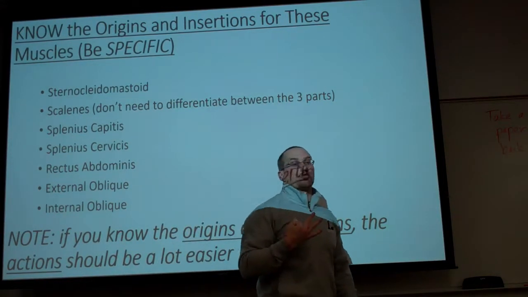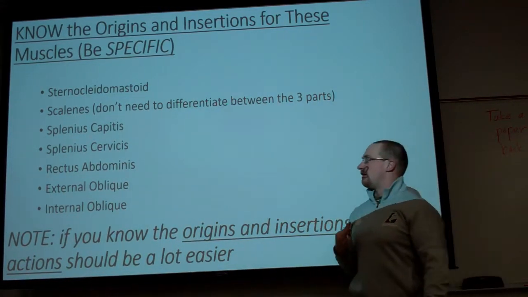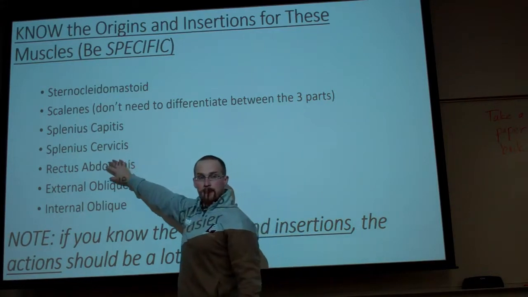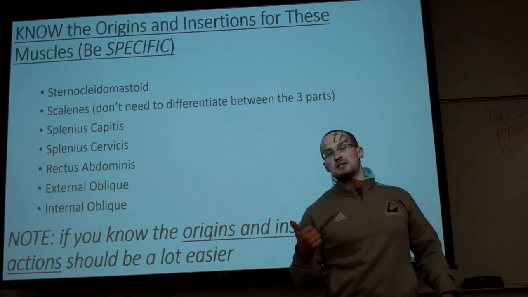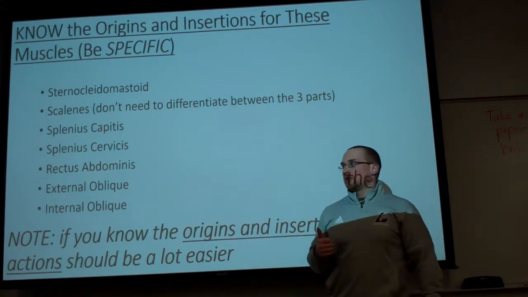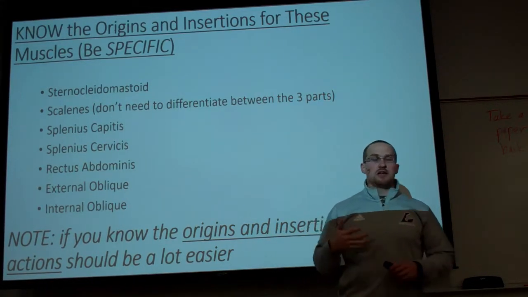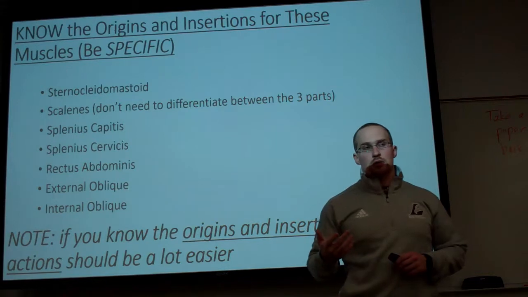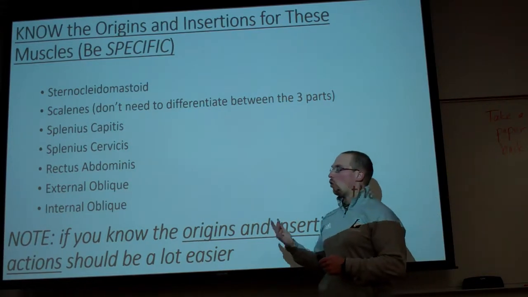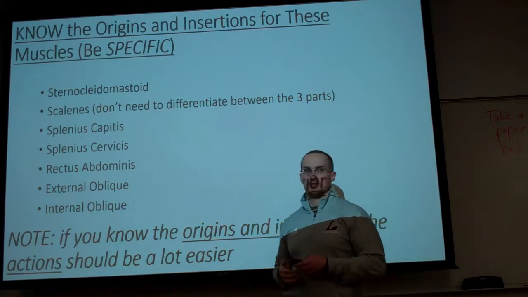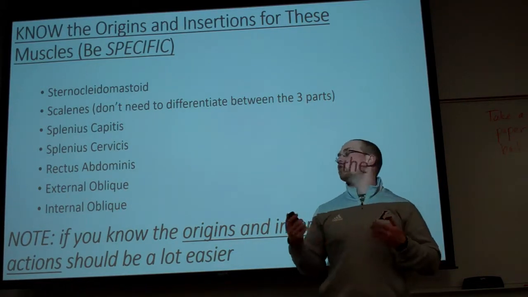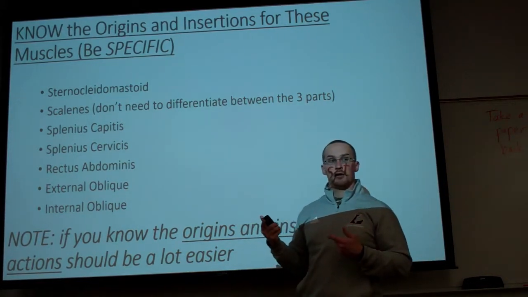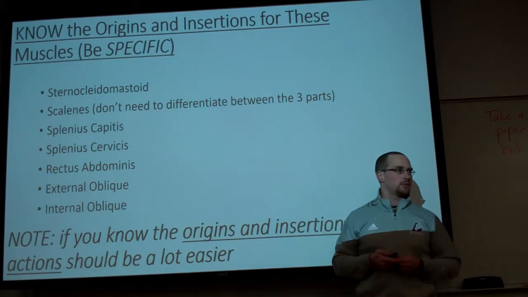On your quiz, you're going to have 3 of those. So we're going to have 3 muscles listed, and we're going to have 4 sets of origins and insertions. So there's going to be one extra one that doesn't count. Your job is to match the origin and insertion with the correct muscle. But you won't have to come up with it. You won't have to remember it out of thin air. It will be there for you.